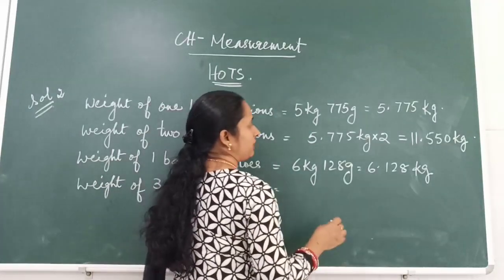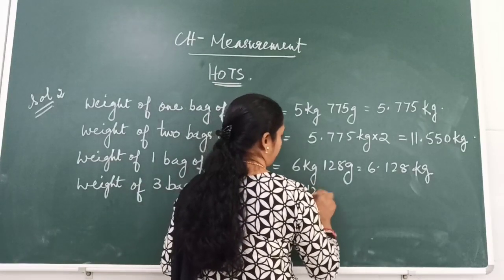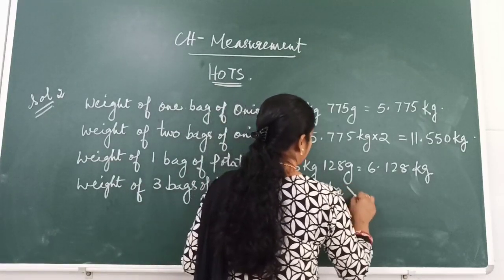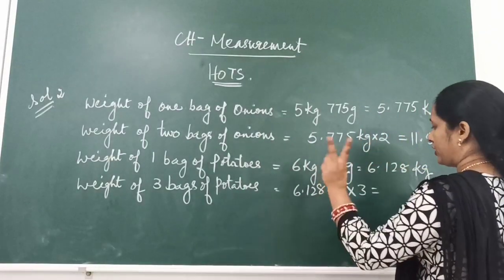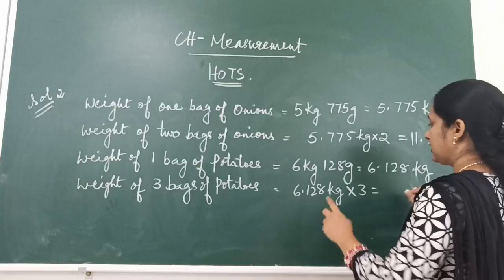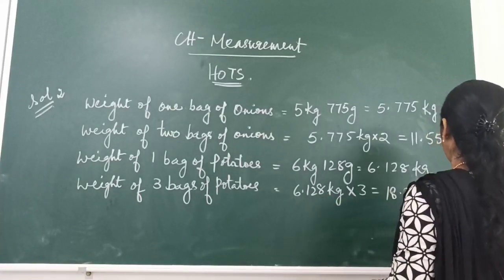So what will be the total weight of the 3 bags of potatoes? It will be 6.128 kilograms multiplied by 3. So let's multiply it. 8 3s are 24, and 2. 3 2s are 6, 7, 8. 3 1s are 3. 6 3s are 18 kilograms.